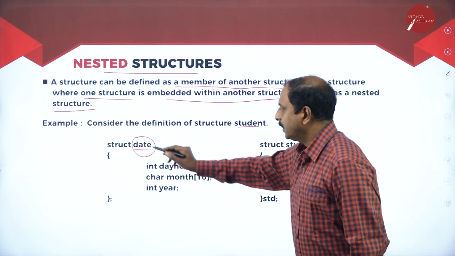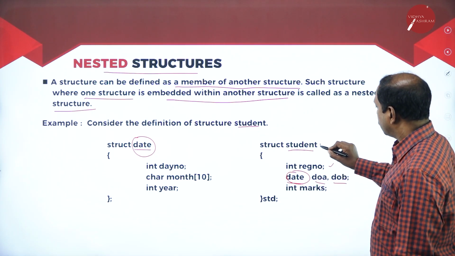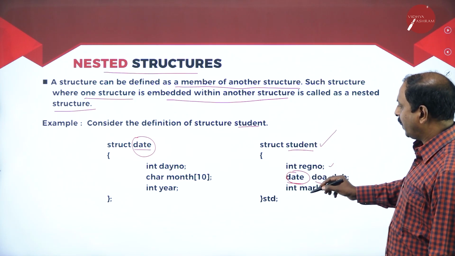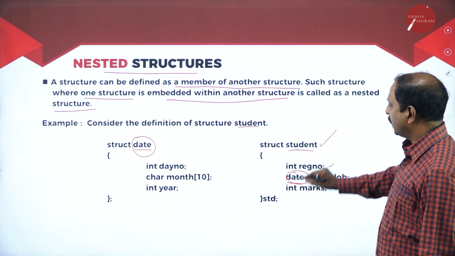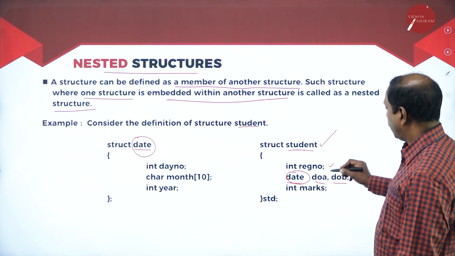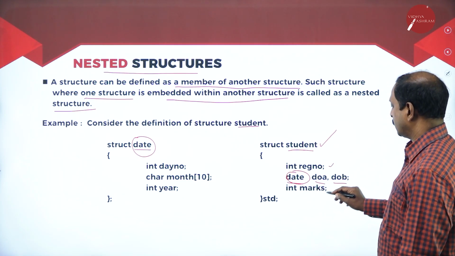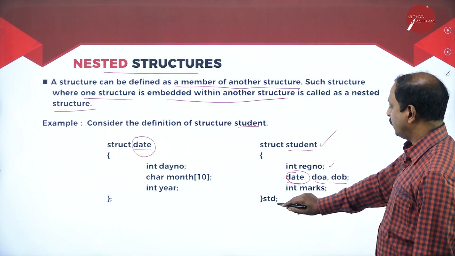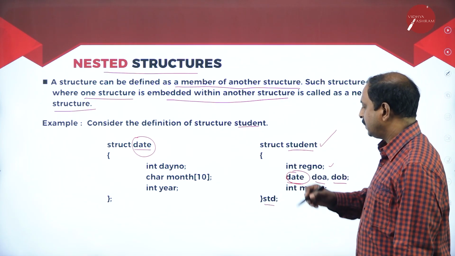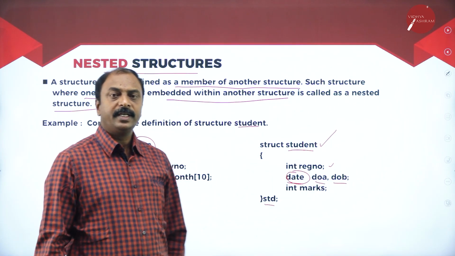It means that the entire structure is used inside another structure called student. This is the meaning of nested structure, where one structure is inside another structure. Apart from this, it also has its own members, register number as well as marks, and we close with the bracket, std, semicolon. Here std is a structure variable. So, this is the definition of nested structure.